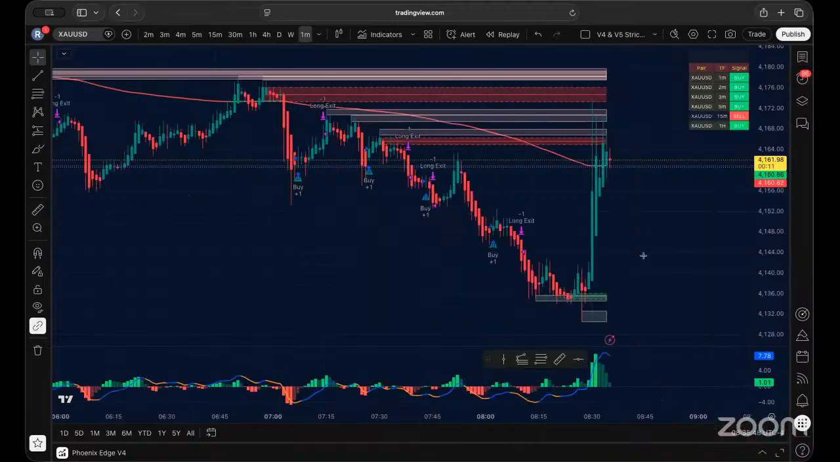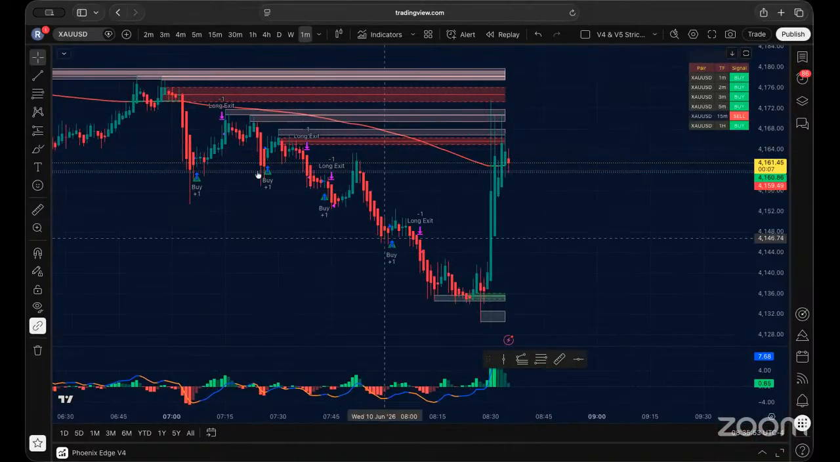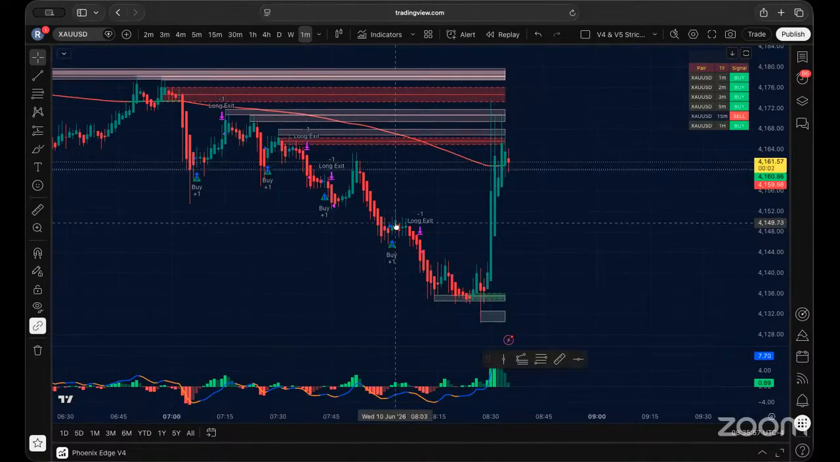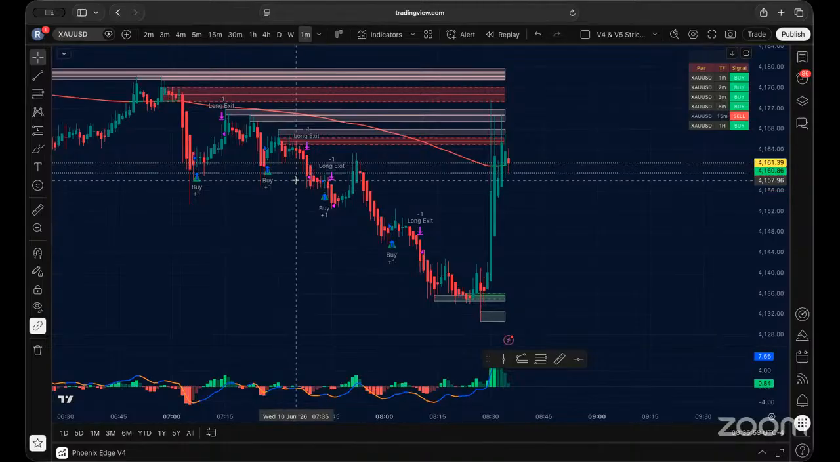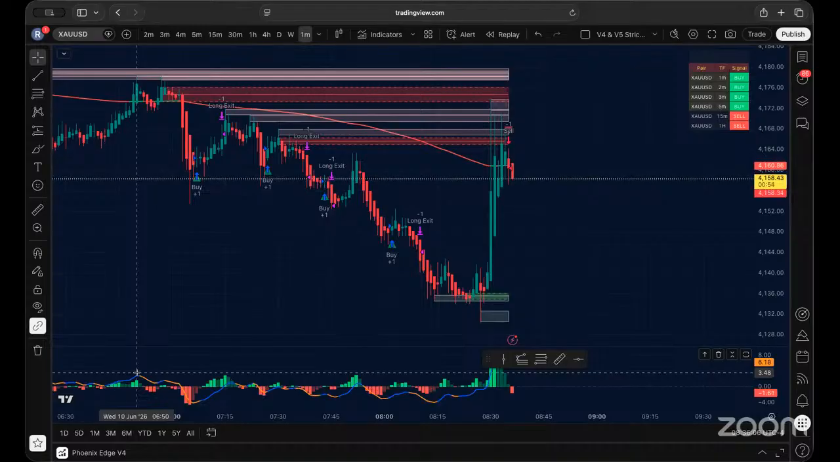All right. So, Phoenix Edge. This is what Phoenix Edge looks like. You have your main portion here on your chart, which is going to give you signals. And then you also have your V2 scanner at the bottom, which is going to show you the momentum that's happening in the market.